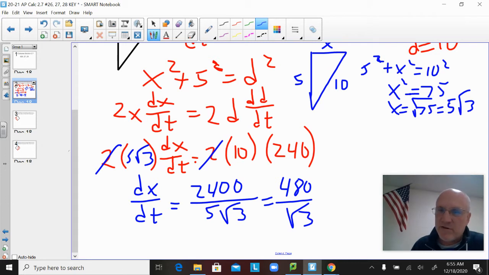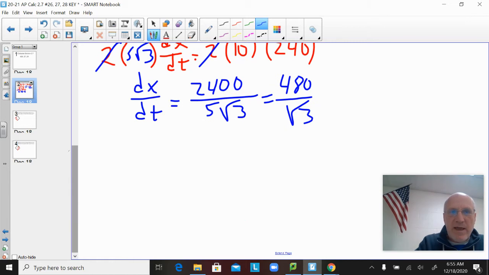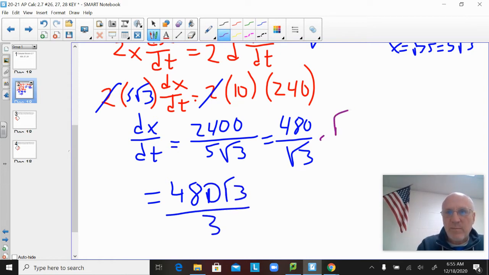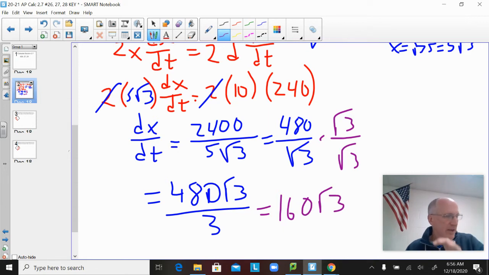Now, if the answer choices were a decimal, or they were going to ask for a decimal, you could certainly just get out a calculator and divide that. You should remember how to simplify radicals. This is 480 root 3 over 3. You'll recall that's multiplying this by root 3 over root 3. And then that simplifies to 160 root 3. And again, you certainly could make that a decimal. Unit is miles per hour. So fairly straightforward Pythagorean theorem application of a related rate problem.